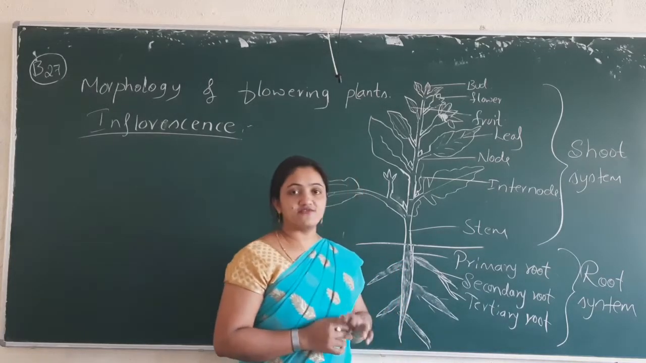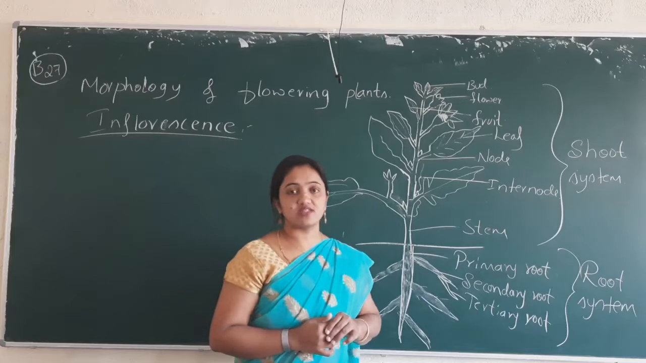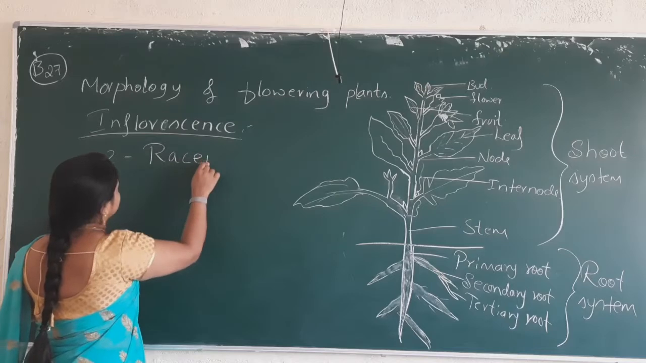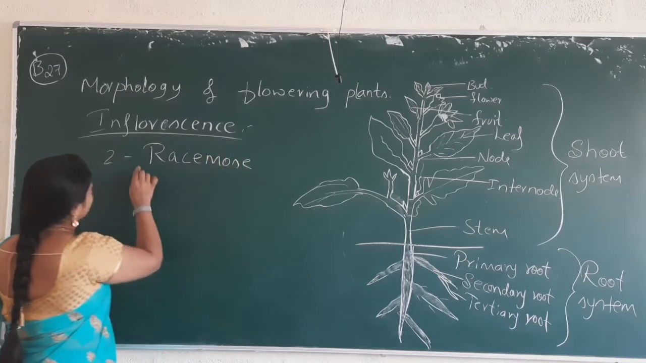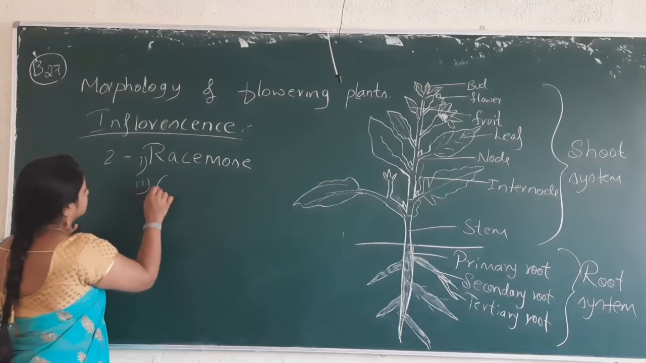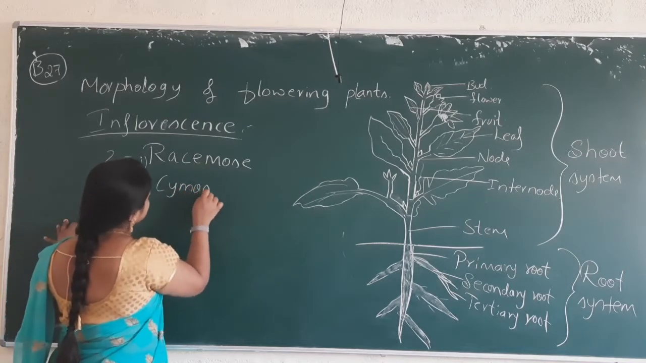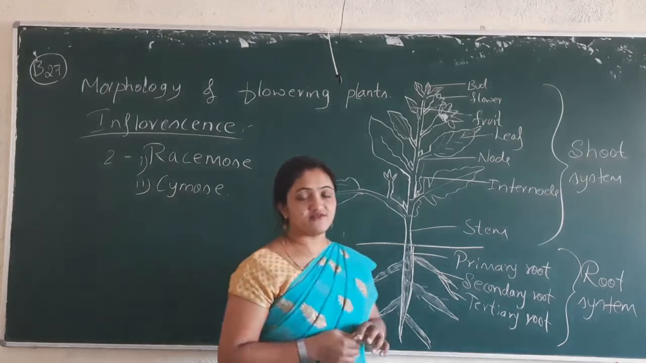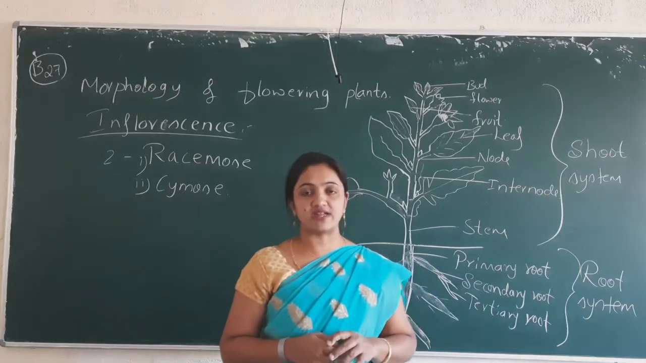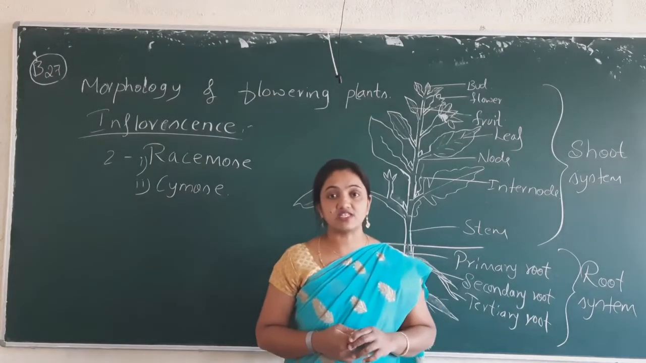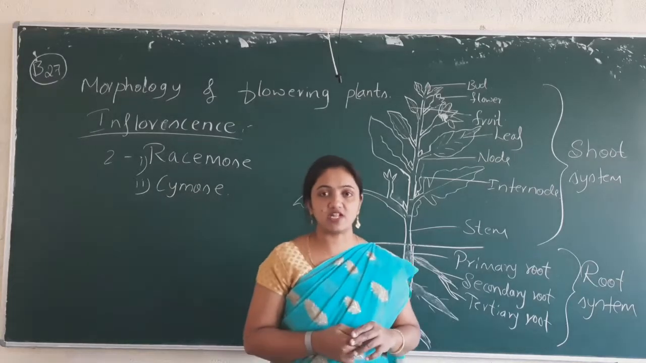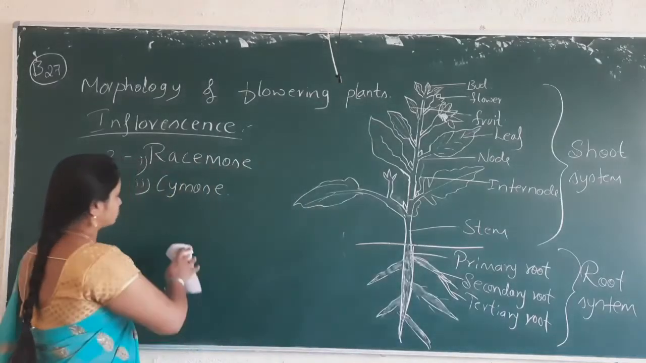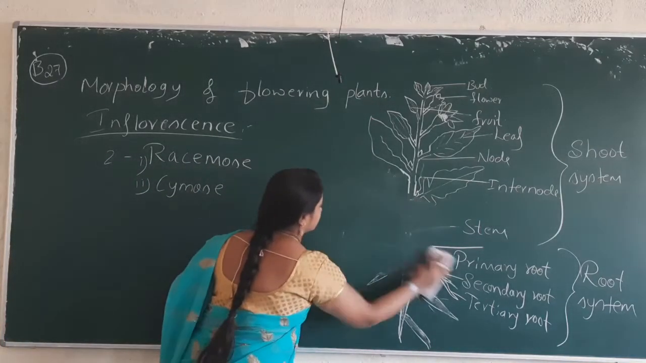So we have two types of inflorescence in the NCERT book. Those two types are racemose and cymose. I know this is a very new word for you, racemose and cymose. I'll draw the diagram of racemose and cymose. By seeing the diagram itself, you can come to know what is racemose and cymose type of inflorescence.